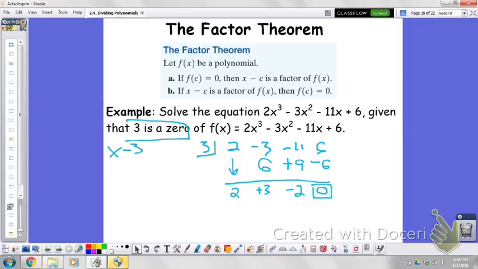So that means when I divided, I got 2x squared plus 3x minus 2. So if I multiply that by what we said earlier, the x minus 3, I will get my original function. And now we can find the other zeros by factoring that. We're going to save that for later, but we can factor that and then use that to find my other zeros.